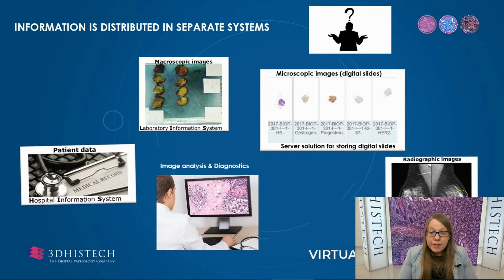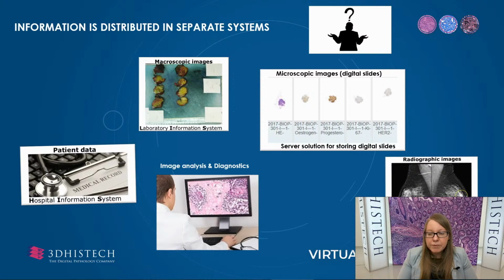The pathologist needs a lot of information to make an accurate diagnosis and create the final pathological report. It is hard to get a good overview of a case because the information is distributed in separate systems. You have to log into multiple systems. These separate systems might not be synchronized. The pathologist will not be able to make the diagnosis without the patient's data or further information and previous final reports. This information will be found in the hospital information system.